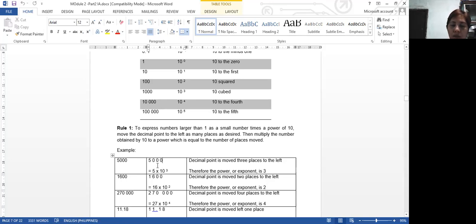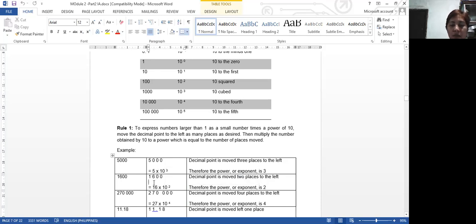Okay, so now how about if it is 50 times 10? It's 50, so that means that we will stop here in this part. So from the decimal point, 1, 2. So it will become 10 squared. 50 times 10 squared. Okay, so again, the decimal point is moved 3 places to the left. So therefore, the power or exponent is 3 because we move 3 places. The decimal point is here.